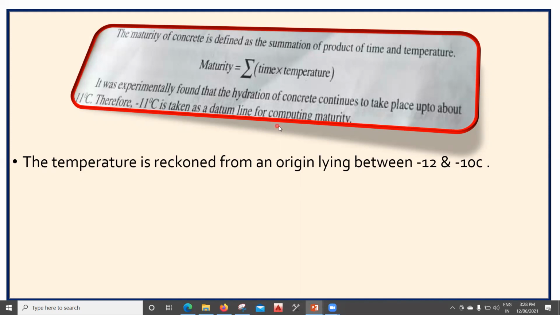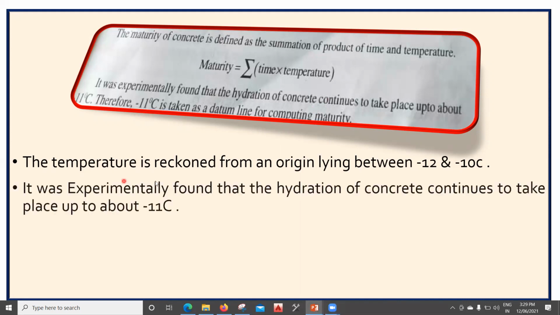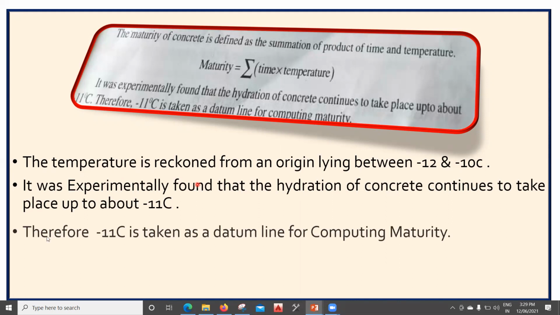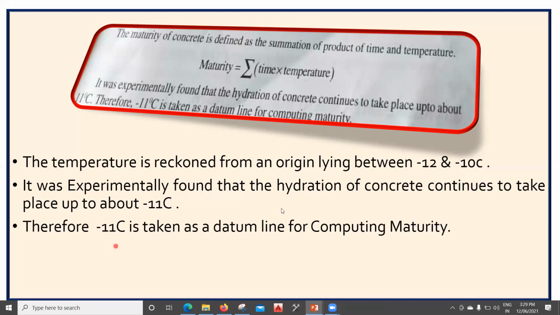In surveying also we have a certain reference line, right? If we do surveying work, we have a certain benchmark. So it's the same thing they've done. They've taken a certain temperature as a benchmark, and that temperature is -11 degrees Celsius. So it was experimentally found that hydration of concrete continues to take place up to about -11 degrees Celsius. Therefore, -11 degrees Celsius is taken as a datum line for computing the maturity.